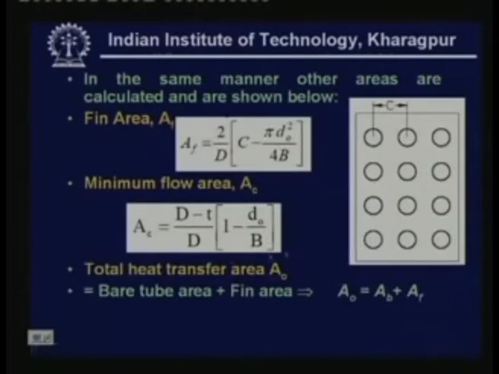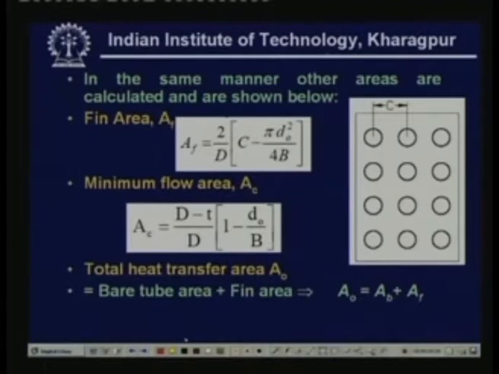Likewise, we can calculate other areas, for example, the fin area. Fin area means, for example, you look at one fin, a single fin. For a single fin, the fin area is nothing but this area excluding the area occupied by the tubes. You have to multiply this by 2 because heat transfer is taking place from both sides of the fin. This is the area of a single fin. So, like that you have to find out how many fins are there per meter square of face area. If you substitute the expressions, you will find that the fin area A subscript fin is equal to 2 by capital D into C minus pi d_o square divided by 4B.